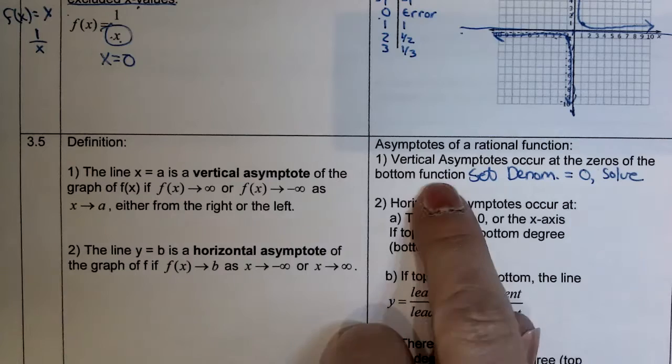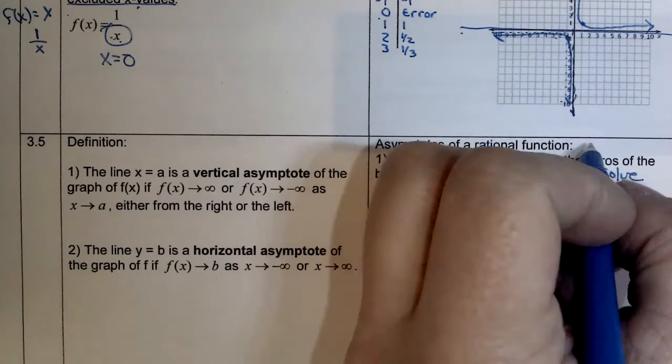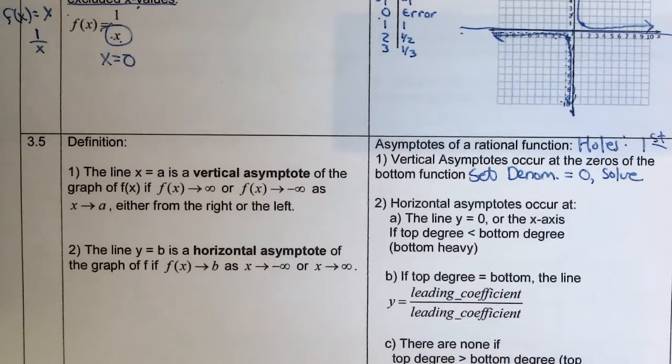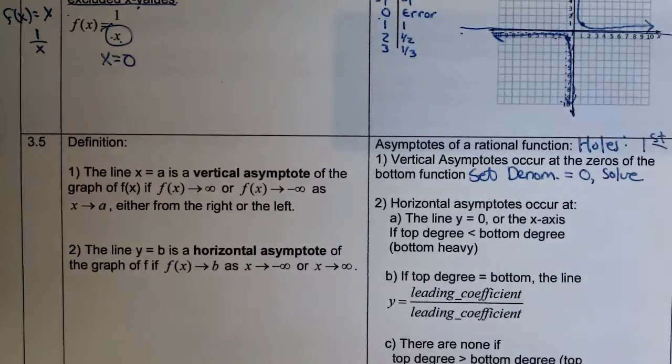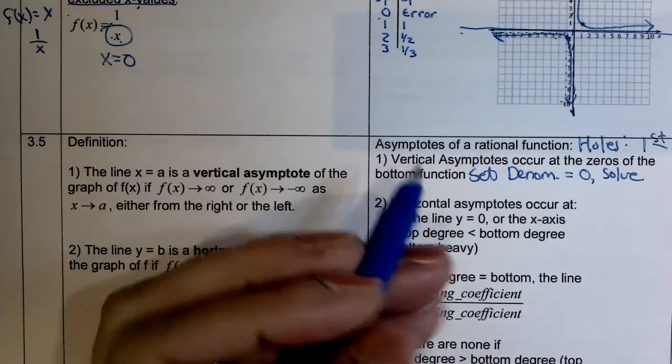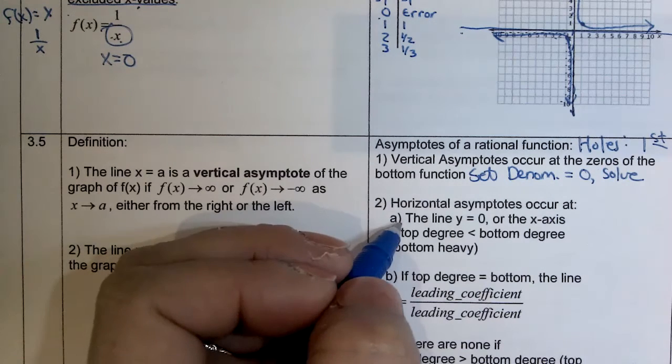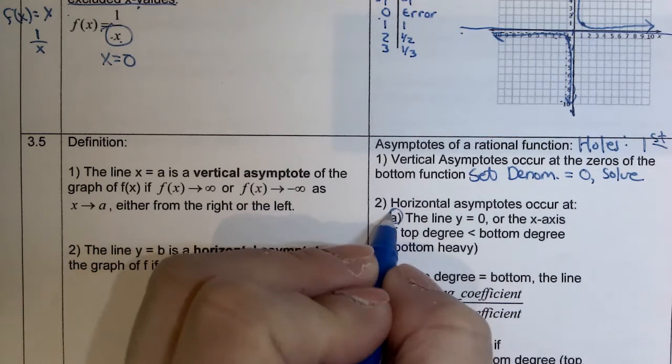You want to find vertical asymptotes after you found holes. So holes you want to find first. Okay, and we're going to talk about that and remind you how to do that in just a minute. Okay. So then we have our vertical asymptotes. Our horizontal asymptotes occur at different things.